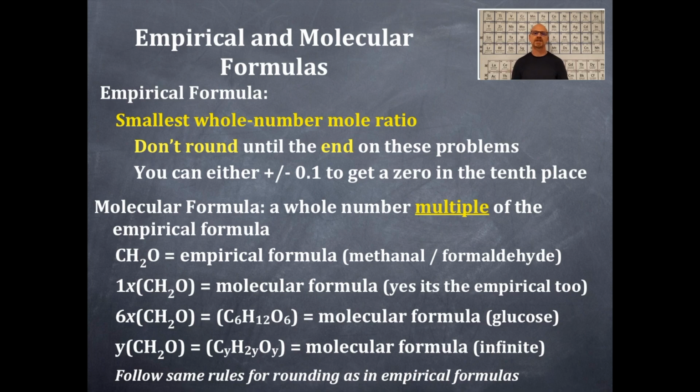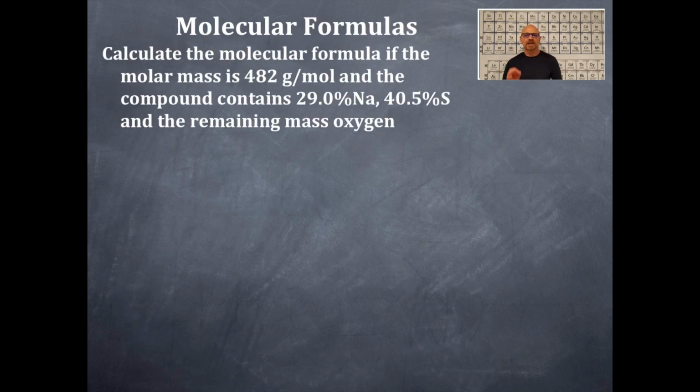So here we go. Let's do a problem. Boom. Okay. Calculate the molecular formula if the molar mass is 482 grams per mole and the compound contains 29.0% sodium, 40.5% sulfur, and the remaining mass of oxygen. So first of all, the 482 grams per mole, that's the molar mass of the molecular formula. I first need to solve for the empirical formula, then I can solve for the molecular formula.